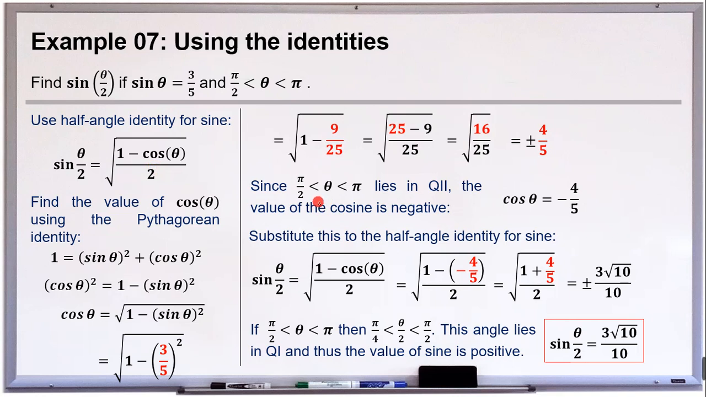If there is no given interval, then you're going to consider both answers, the positive and the negative. The interval is our limiting condition.